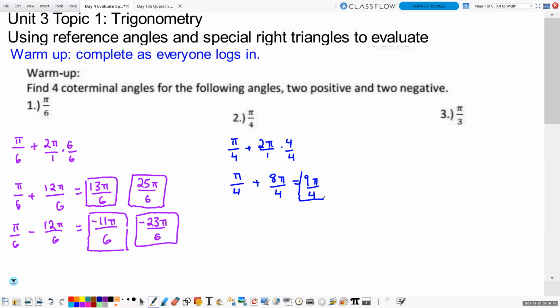I'm going to do the same thing here. Like the last one, the 25 or the negative 23. What I did to get from the 13 pi over 6 to 25 pi over 6 is I just added another rotation. I just added 12 pi over 6 again to get the 25. So I had pi over 6 looks like this. Here's 13 pi over 6. And then I just went around again to get the 25 pi.